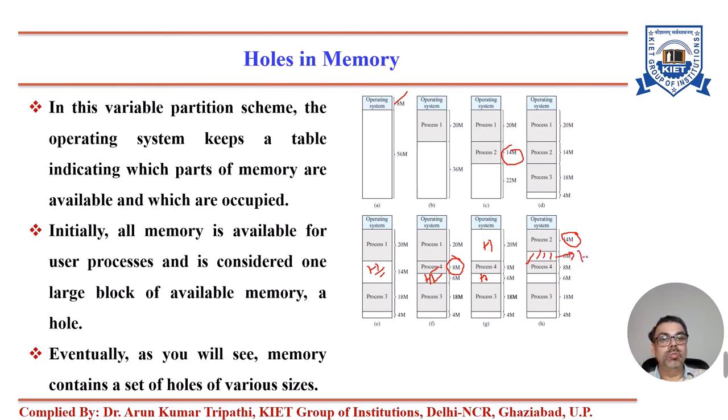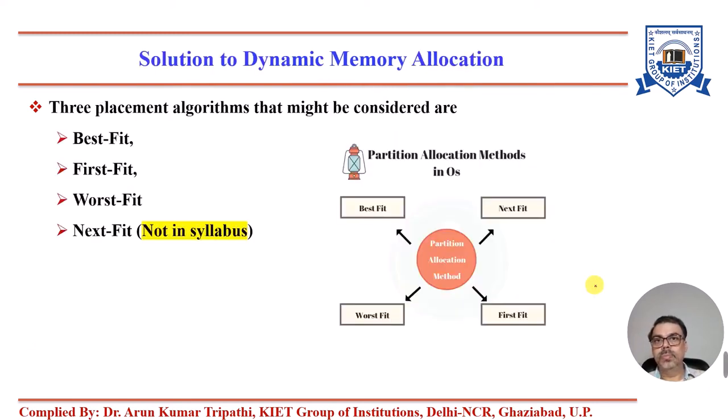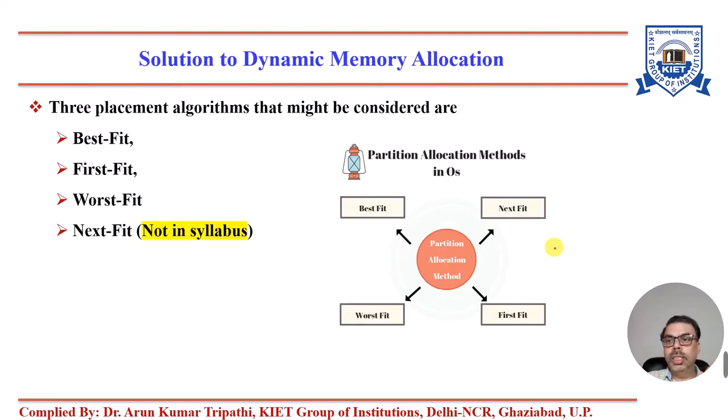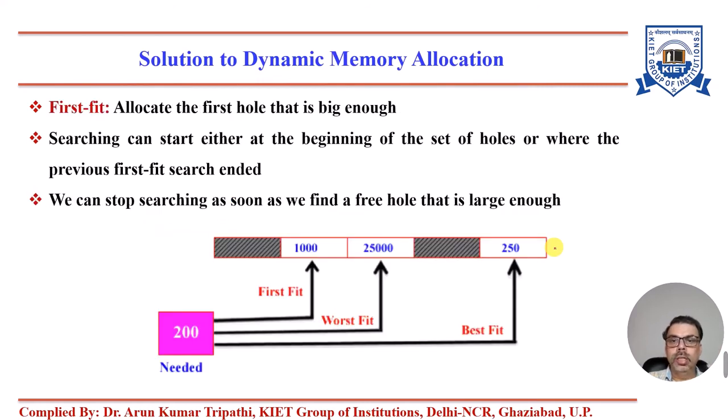So there are three holes, 1, 2, and 3. This unused space can be treated as holes. Now, the solution to dynamic memory allocation. This was how holes are created and how processes are inserted into dynamic memory allocation. Now, there are three techniques that we will study. The fourth one, next fit, is also one of the techniques, but it is not in our syllabus or curriculum. So we will discuss first fit, best fit, and worst fit. Firstly, we will discuss first fit.